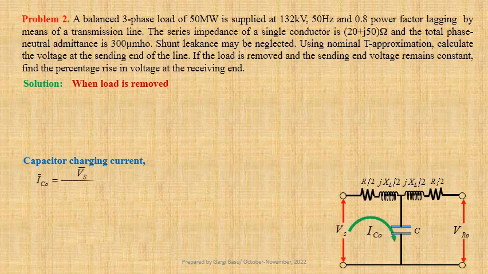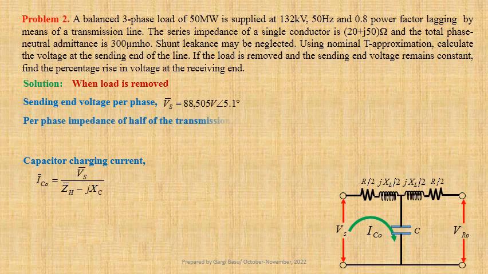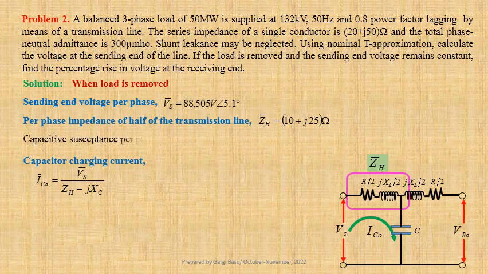Ico equals to Vs divided by ZH minus j times Xc. We have computed sending end voltage per phase Vs equals to 88,505 volts at an angle 5.1 degree. Per phase impedance of half of the transmission line ZH equals to 10 plus j times 25 ohm. Given capacitive susceptance per phase Bc equals to 3 into 10 to the power minus 4 mho.